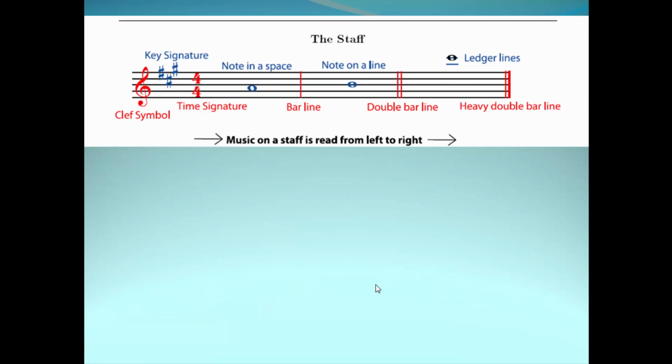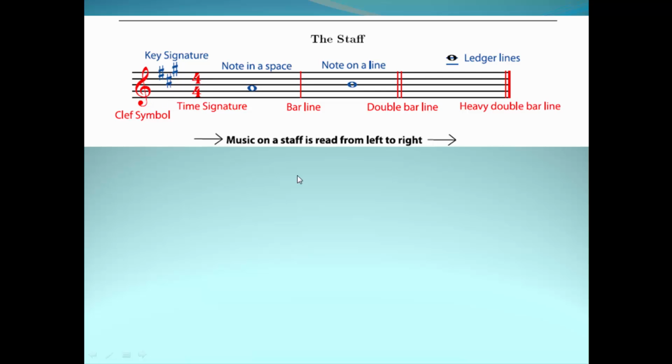So we have here in this figure the heavy double bar line, and here are the ledger lines, and this is a note on a line. This is a note on a line, and here is the double bar line, and here is the bar line, and here is the time signature, four, a note in a space, a note on a line, okay, and here's the key signature, and here's the clef symbol, sol, okay.